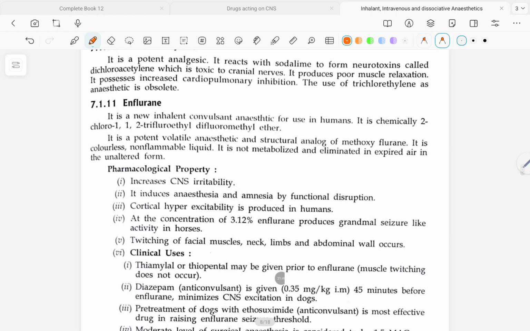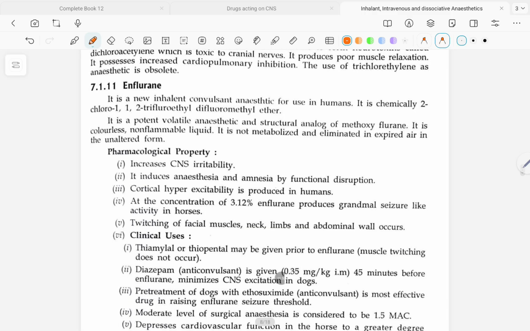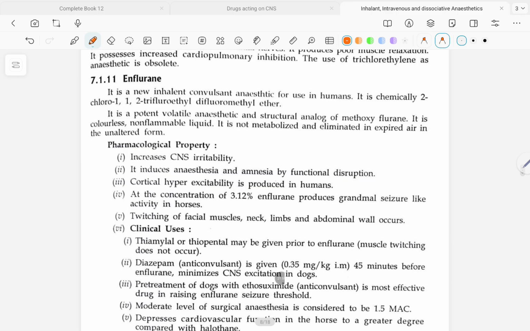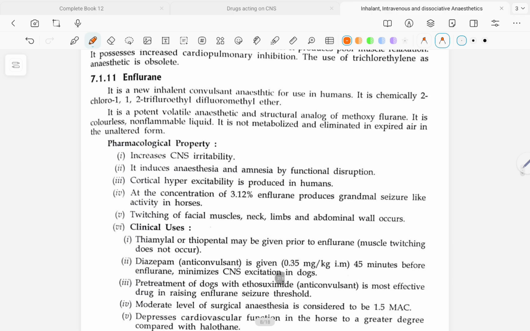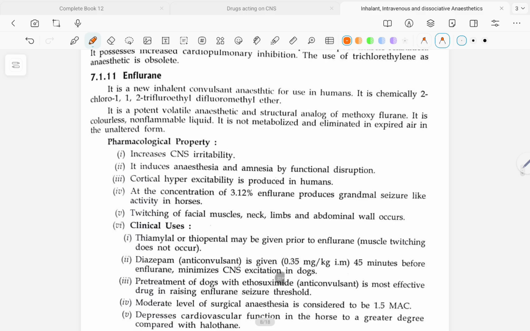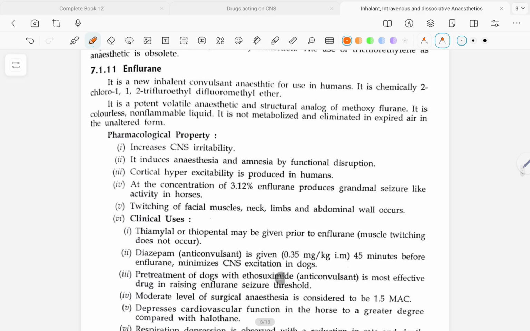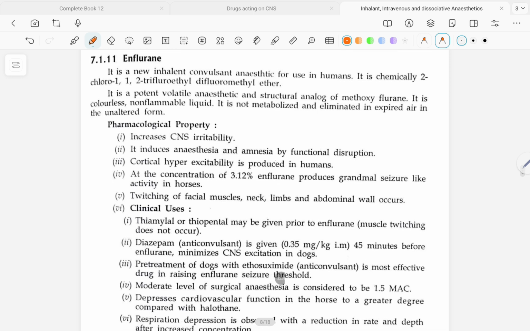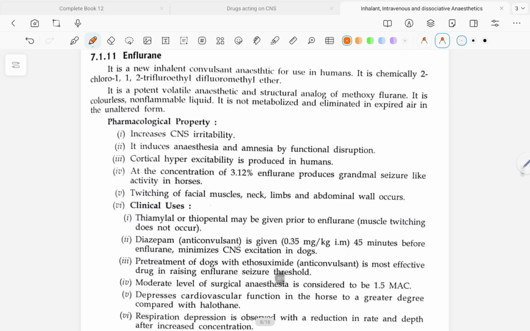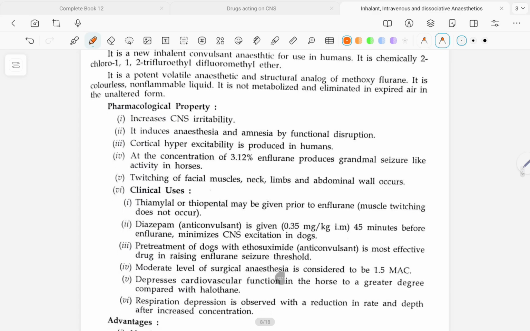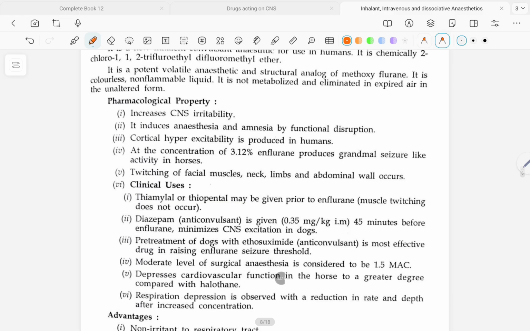Enflurane. It is a new inhalant anesthetic for use in human. It is chemically 2-chloro-1,1,2-trifluoroethyl difluoromethyl ether. It is a potent volatile anesthetic and structural analog of methoxyflurane. It is a colorless, non-flammable liquid. It is non-metabolized and eliminated in expired air in the unaltered form.